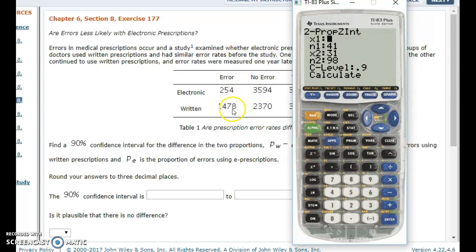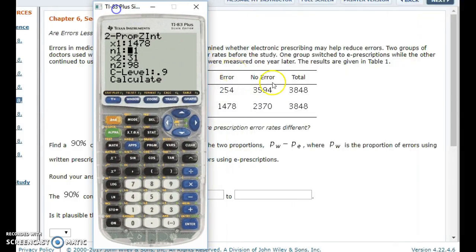So the first one was the written, so 1, 4, 7, 8 out of 3, 8, 4, 8. The second one had 254 out of, wow, that's a huge difference, 3, 8, 4, 8. And I was interested in a 90%, so 0.9.